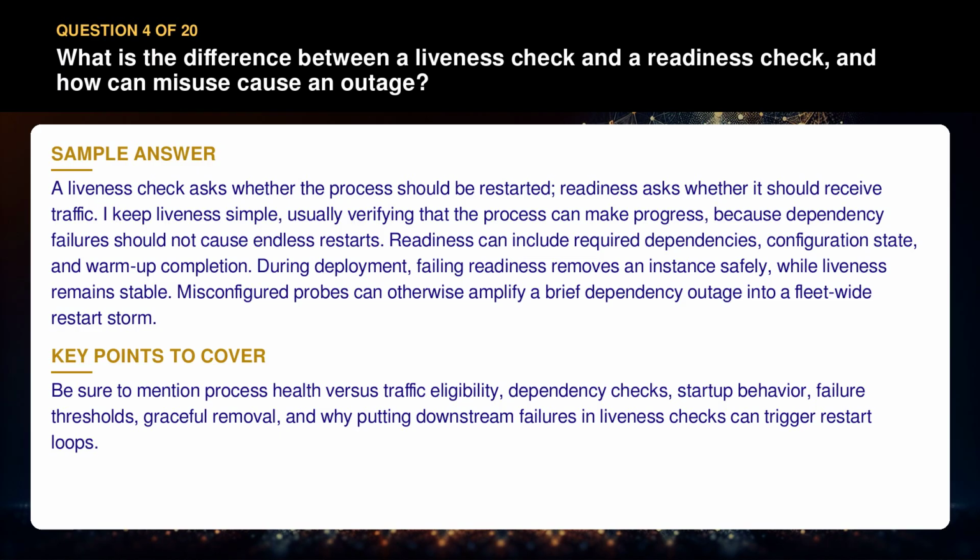Be sure to mention process health versus traffic eligibility, dependency checks, startup behavior, failure thresholds, graceful removal, and why putting downstream failures in liveness checks can trigger restart loops.